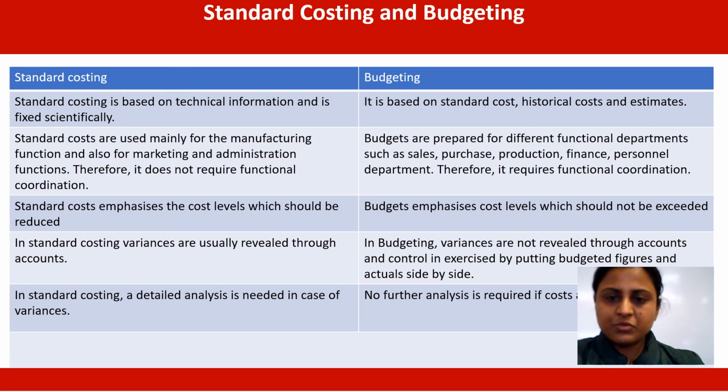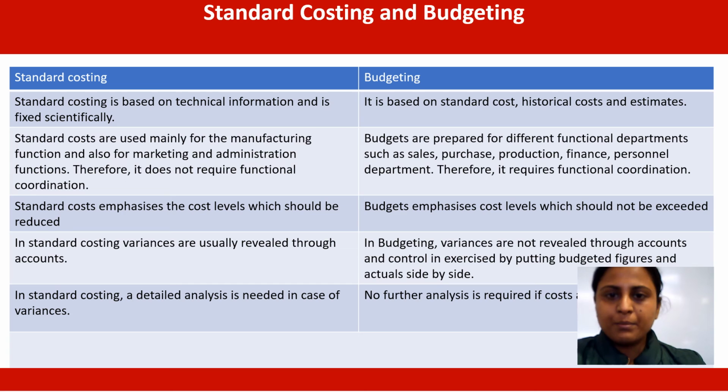Now let's look at some of the differences between standard costing and budgeting. So standard costing is based on technical information and it is fixed scientifically, whereas budgeting is based on standard cost, historical cost and estimates. Then standard costs are used mainly for the manufacturing function and sometimes for marketing and administration function. So it does not require functional coordination, as not all the functions of management are using standard costing.